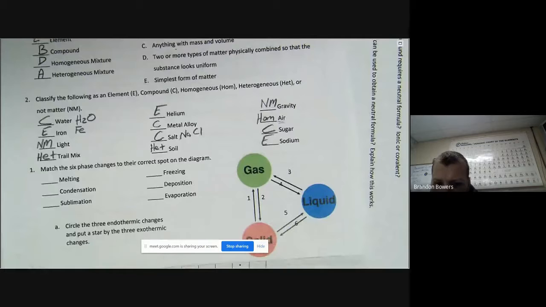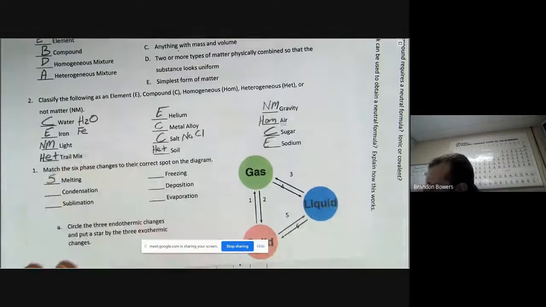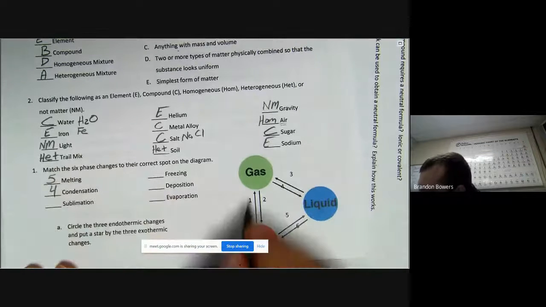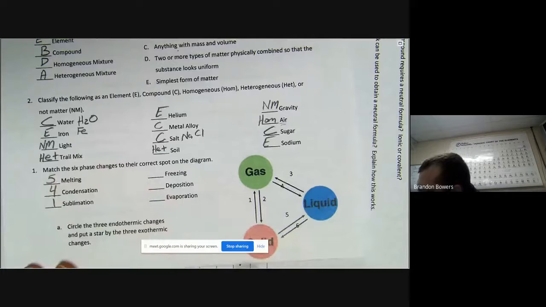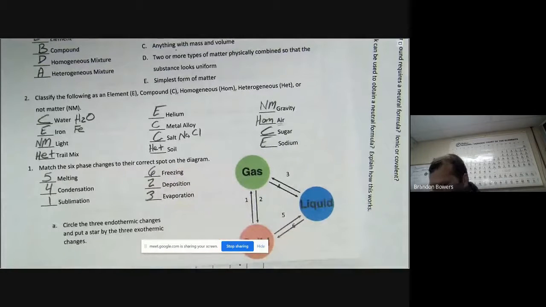Okay. Match the 6 phase changes to their correct spot on the diagram. Well, melting is a solid to a liquid, so that's 5. Condensation, so that's a gas to a liquid, so that's 4. Sublimation is 1. Freezing is a liquid to a solid, so that's 6. Deposition is 2, and that leaves evaporation to be 3.